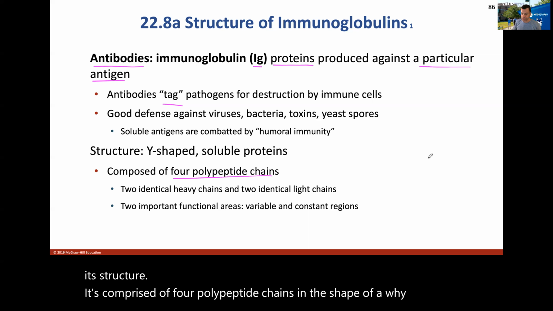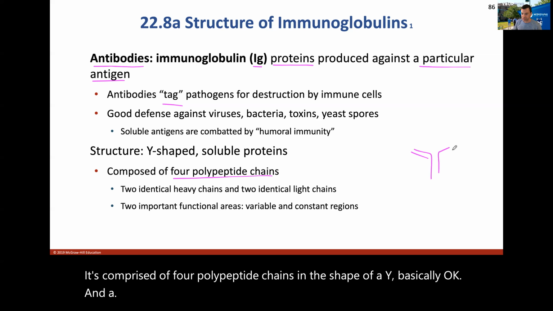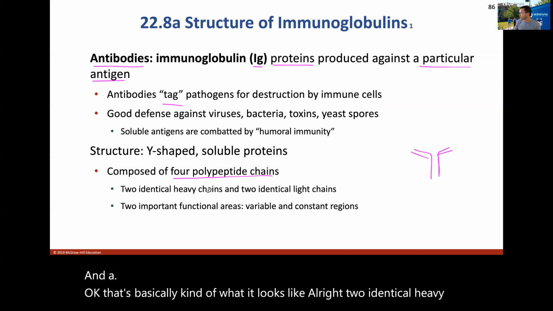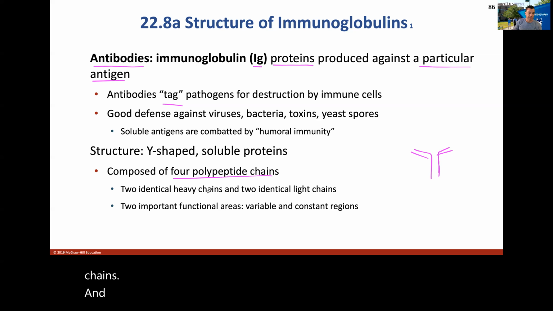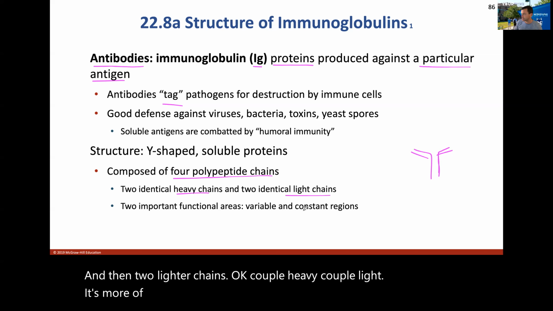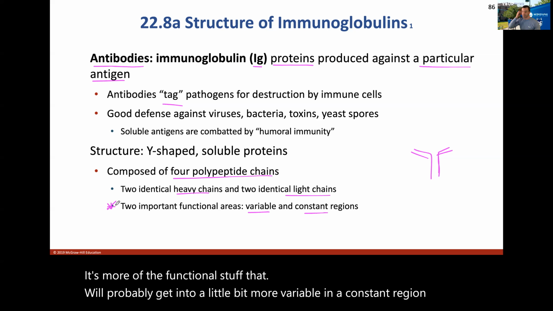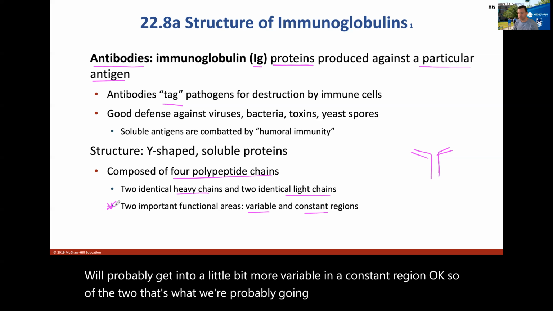That's basically kind of what it looks like. All right. 2 identical heavy chains, and then 2 lighter chains. A couple heavy, a couple light. It's more of the functional stuff that we'll probably get into a little bit more. Variable and a constant region. Of the 2, that's what we're probably going to get into a little bit more right here.